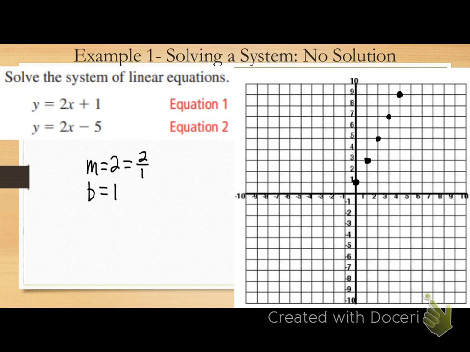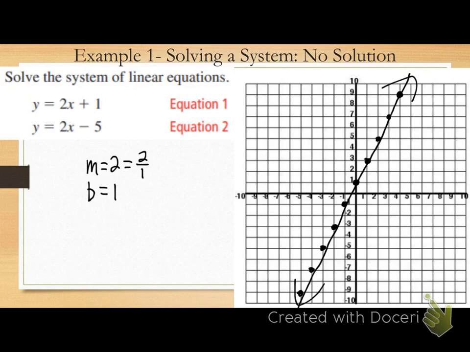Are we okay getting more points using the slope? What other two directions can I go? Down 2, left 1. Connect your points. There's your graph of equation 1. Any questions how we got that?